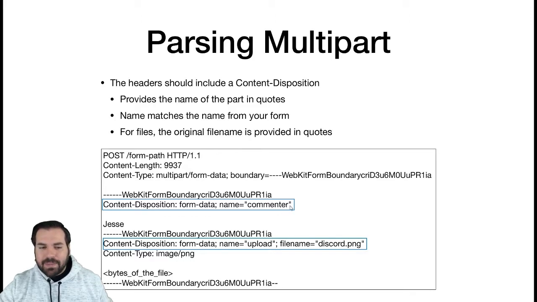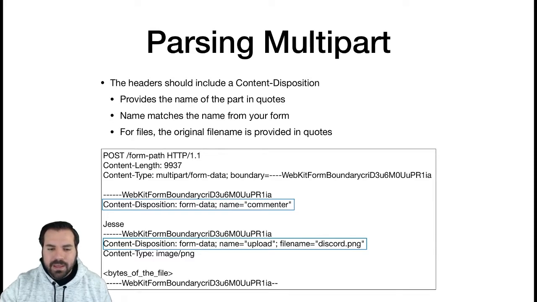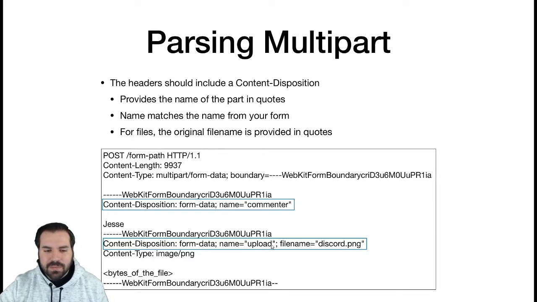So this is the commenter input from that form. This is the upload input from that form, and the file is also going to have the file name that the user uploaded, so whatever file name this had on the user's system. So parse these headers, get any useful information that you need out of the headers, out of this content disposition, remember that information, and do what you need to do with it.